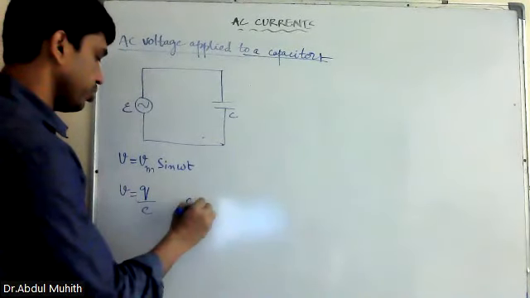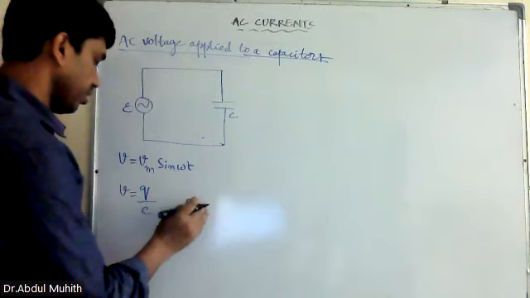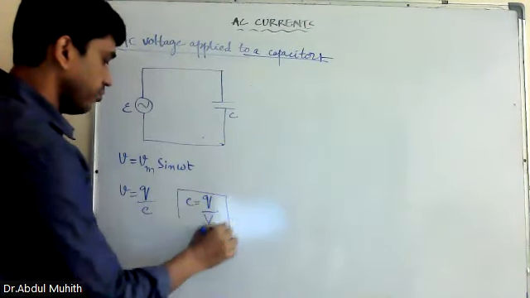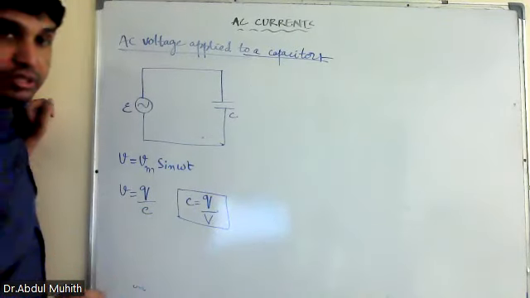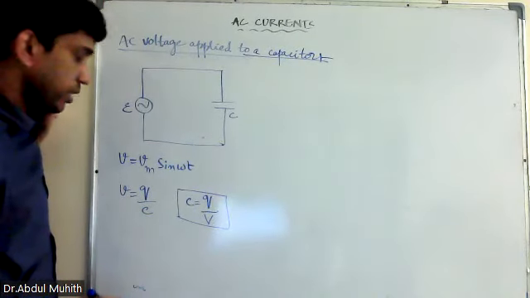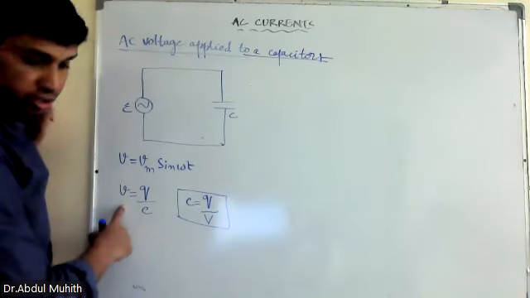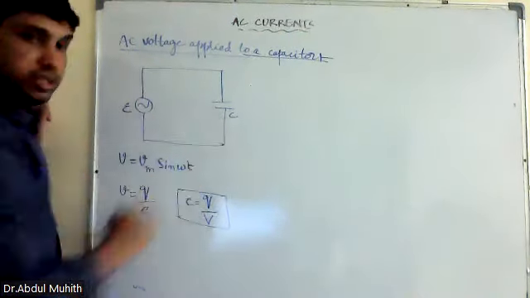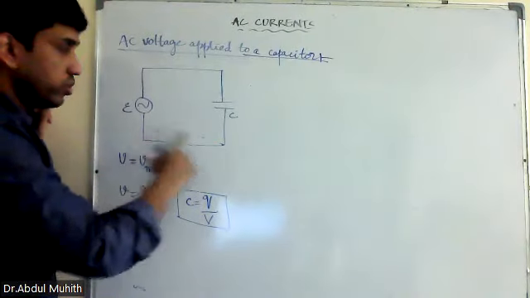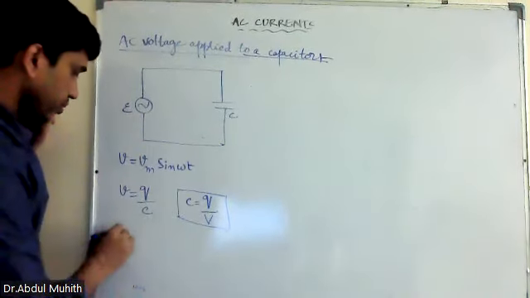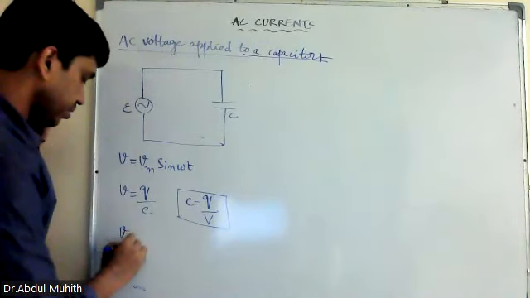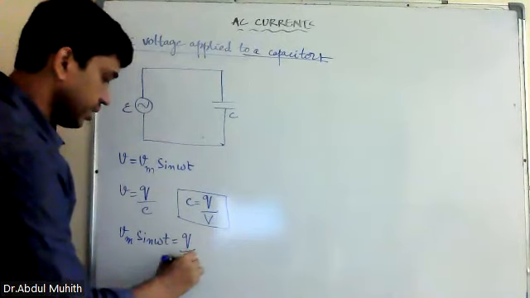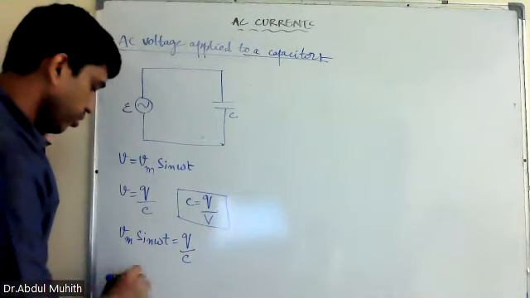C is equal to Q by V. This is the formula for capacitor, right? When you go back to the second chapter, C is equal to Q by V. So we cross multiplied and got this equation. Now the voltage across the source is equal to the voltage across the capacitor. So we write here Vm sin omega t equal to Q by C.